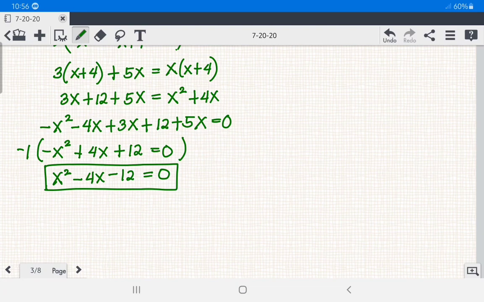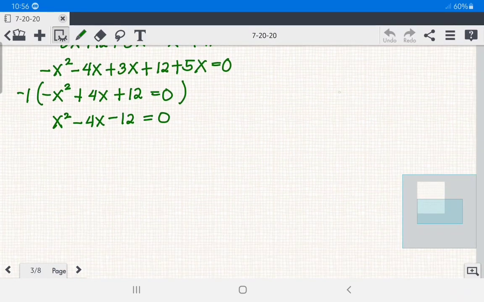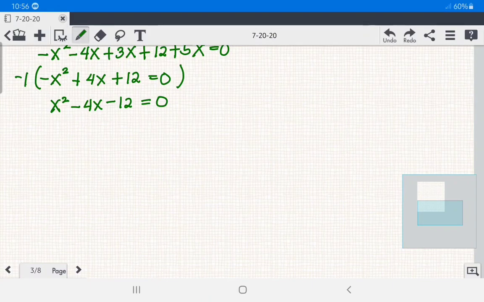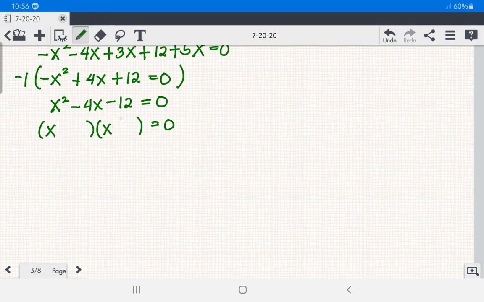So next, we have to get the values of x, right? So let us make use of factoring. So what are the factors of x squared? Of course, we have x and then x. Factors of negative 12 wherein, if you add them, the sum is negative 4. So let's say negative 6 and then positive 2. Let's see, negative 6 times 2, we have negative 12, right?